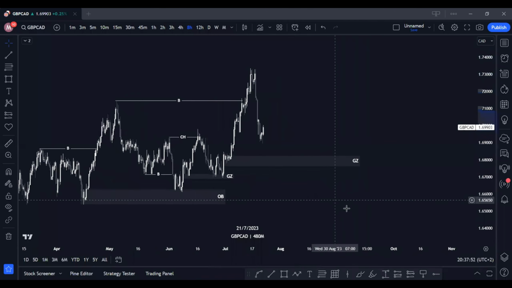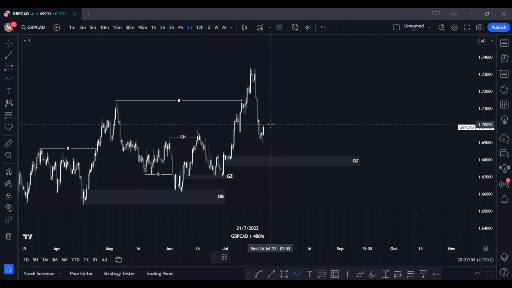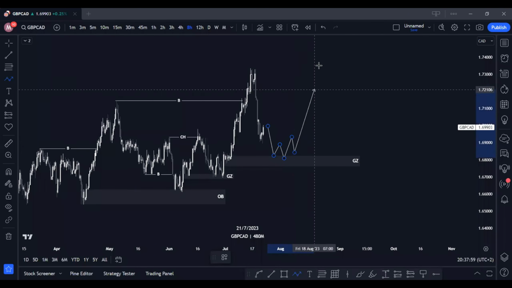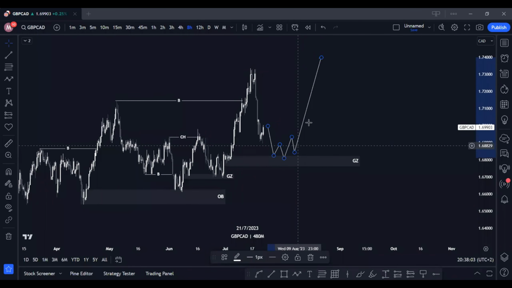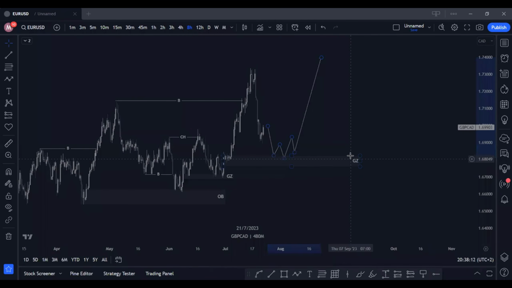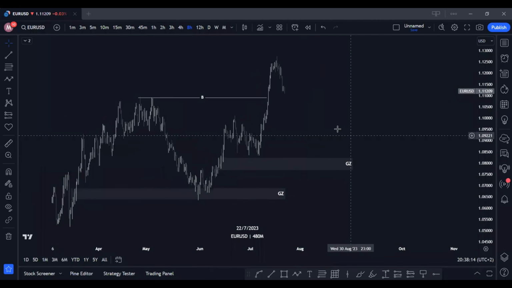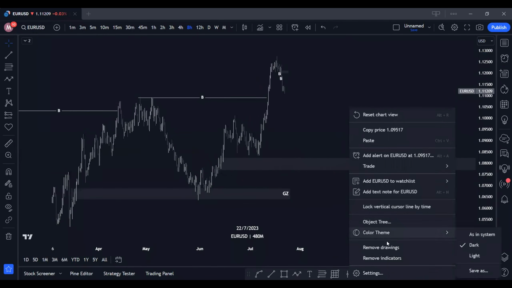And immediately when it taps into my golden zone area, I'm going to look for my confirmation entries, which is a change of character, and take my entries off my confirmation entry to push price to the upside and violate the previous high. Okay, so we're done with GBP CAD.